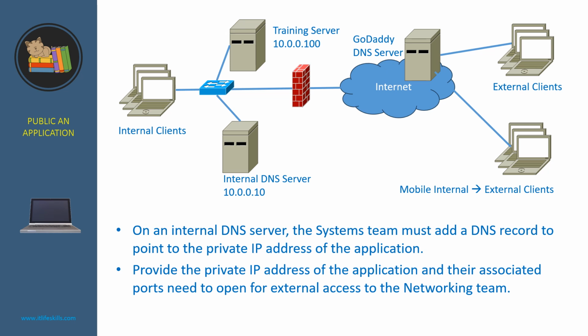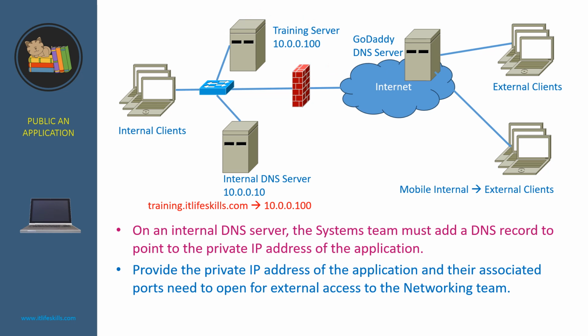To publish an application to the internet, first, on an internal DNS server, the systems team must add a DNS record to point to the private IP address of the application. For example, training.itlifeskills.com pointing to 10.0.0.100, which is the private IP address of the training server.